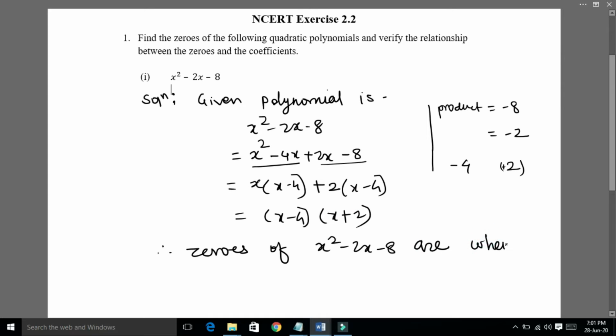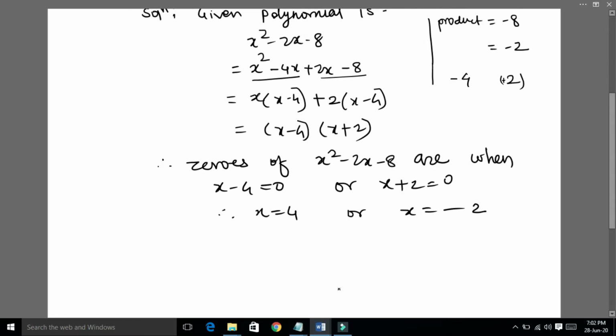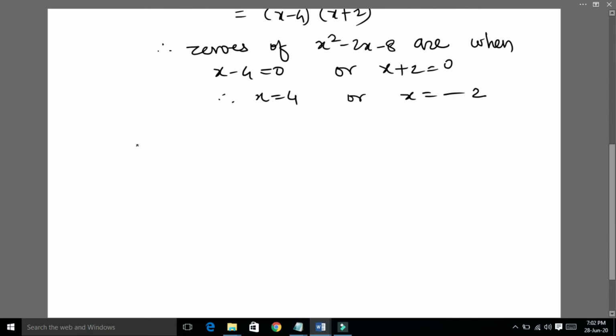Therefore zeros of x square minus 2x minus 8 are when x minus 4 is equal to 0 or x plus 2 is equal to 0. So here we get x is equal to 4 or x is equal to minus 2. So the two zeros we obtain here are 4 and minus 2. Therefore zeros are 4 and minus 2.